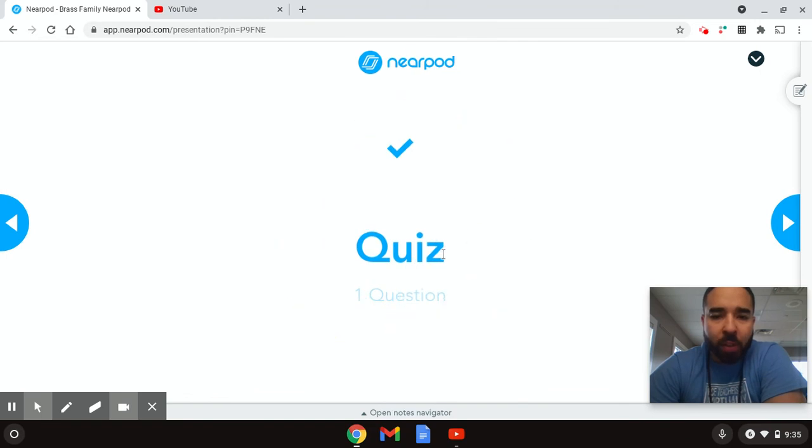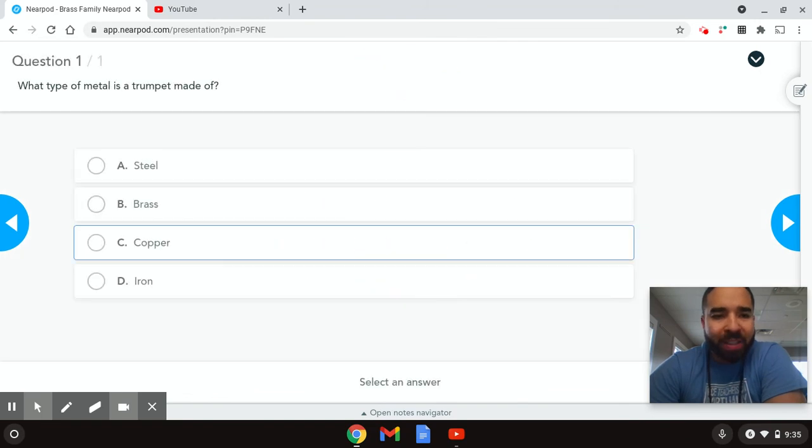Okay, we have a quiz. We're going to do just a quick 1-question quiz. What type of metal is a trumpet made of? Okay, we have 4 options here. Is it made of steel? Is it made of brass? Is it made of copper? Or is it made of iron? Okay, we have 4 valid metals here. Which one is the trumpet made of?